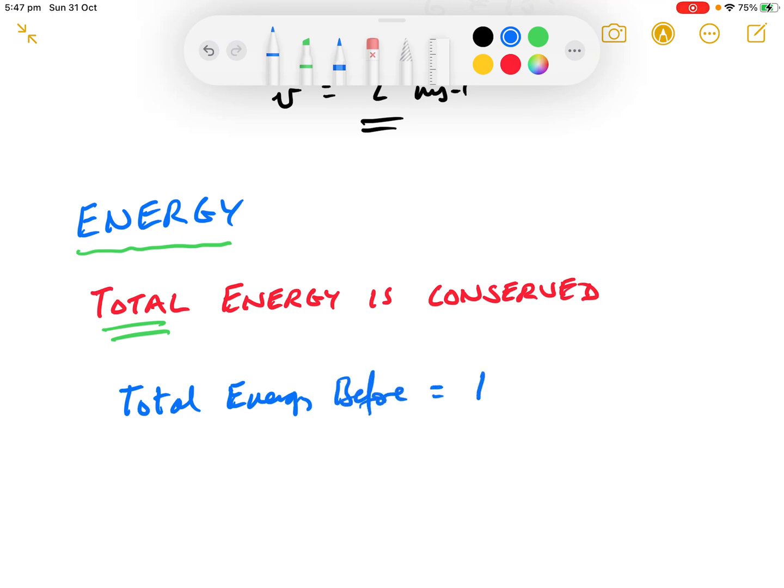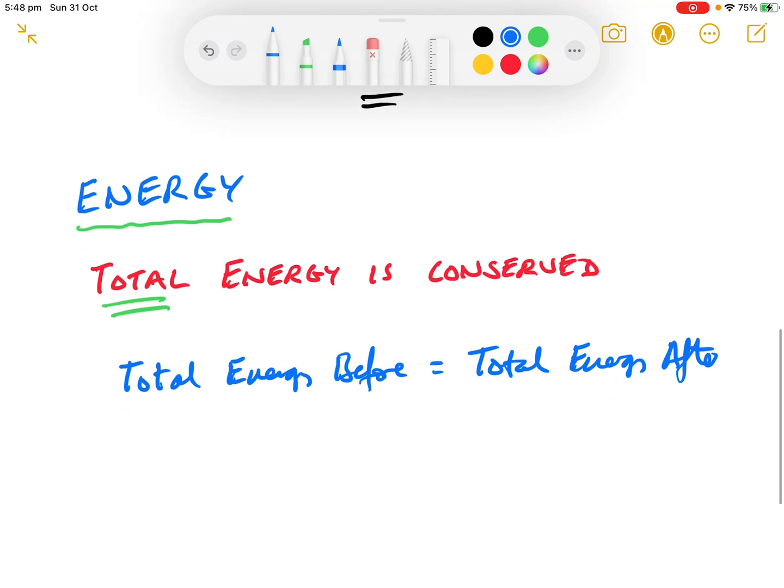before the collision will always equal the total energy after. That's basically a statement of the law of conservation of energy, and it takes into account any heat that's generated due to the friction of the interaction and any sound that's given off.